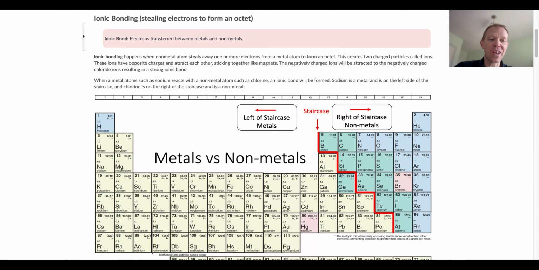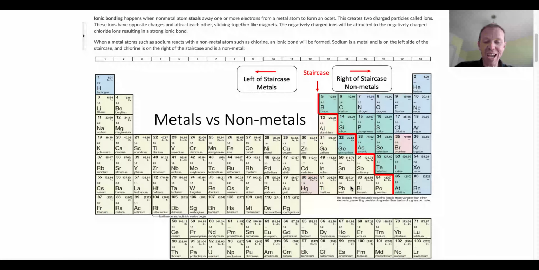Now, this creates two charged particles called ions. We know that the positive ions are called cations and the negative ions are called anions. And these have opposite charges, and opposite charges are going to attract and form a strong bond.